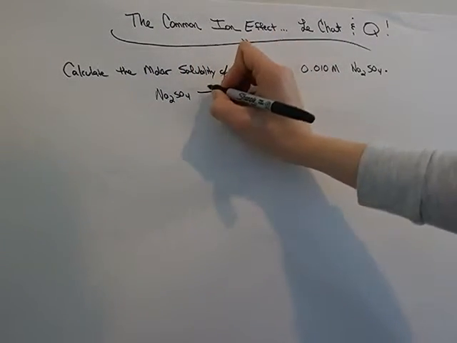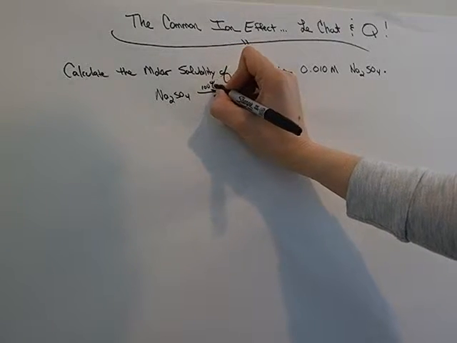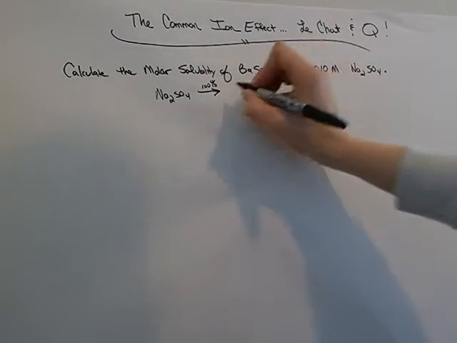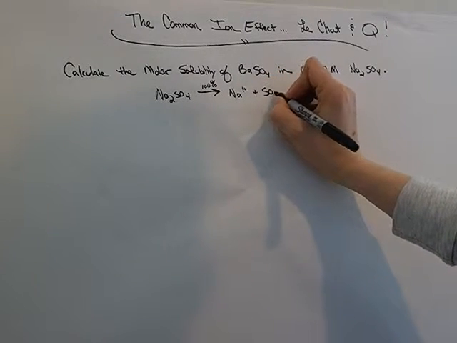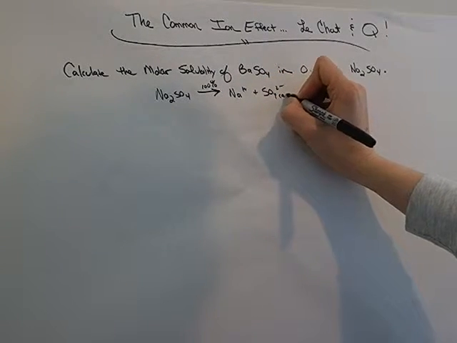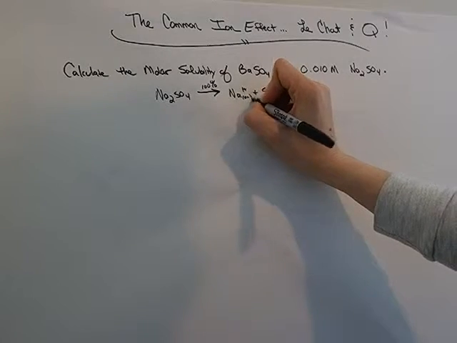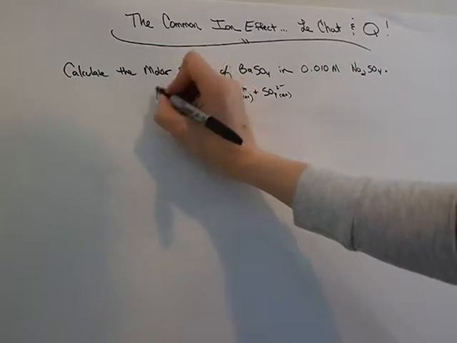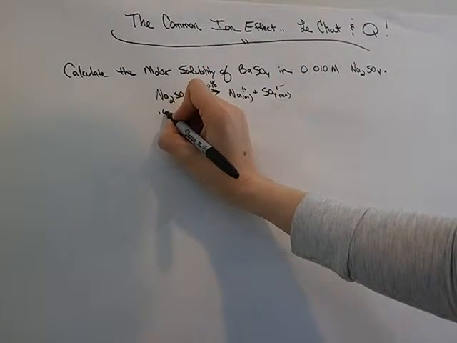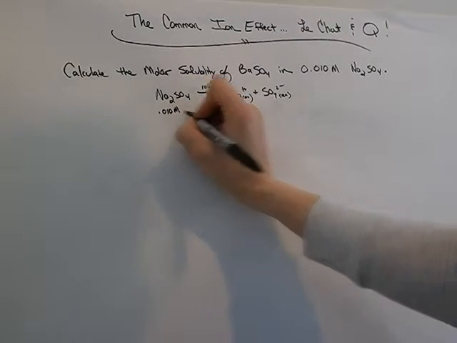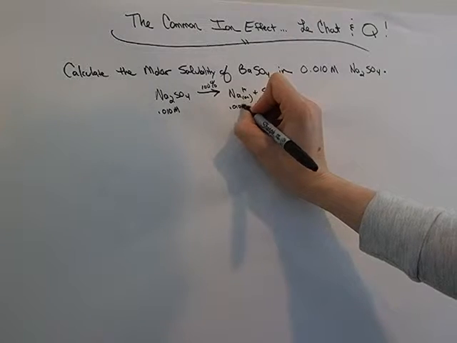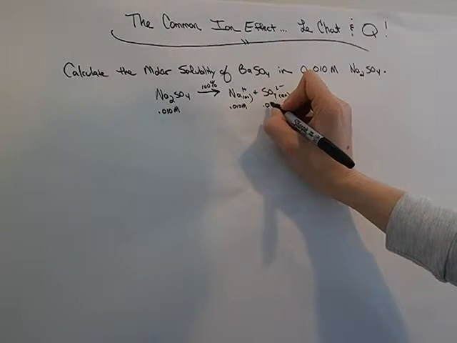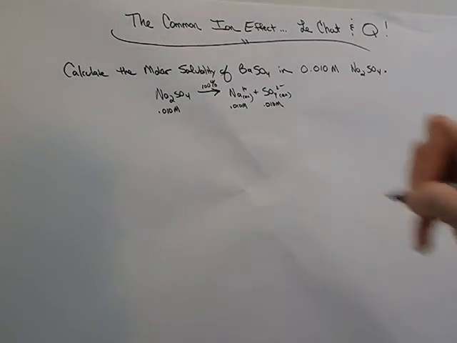I'm going to use a single arrow because we know that this is going to dissociate to 100%. And it's going to dissociate into both sodium and sulfate ion. I also know that if the original material started out as being 0.010 molar, the concentration of the sodium is also going to be 0.010 molar, and the sulfate is also going to be 0.010 molar.